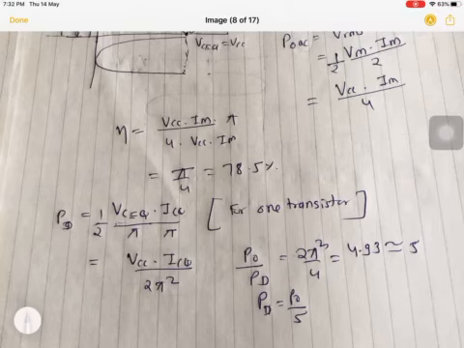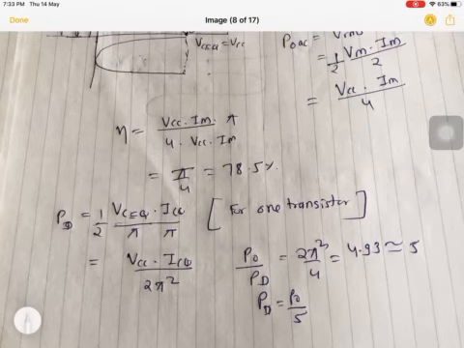So PO by PD. What is PO? PO is this. PD is this. Taking the ratio, it comes out to be pi square by 4, nearly 5. So PD is PO by 5. In other terms, if I have to develop a power amplifier having an output of 10 watt, then I need only two transistors having a power dissipation capacity of 2 watt.